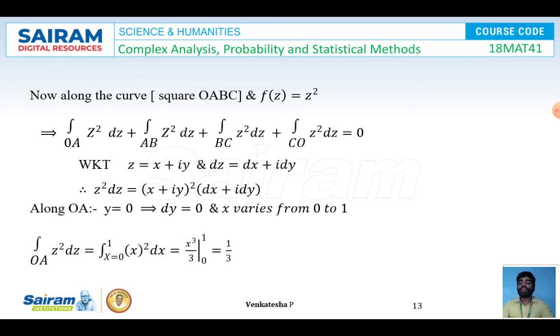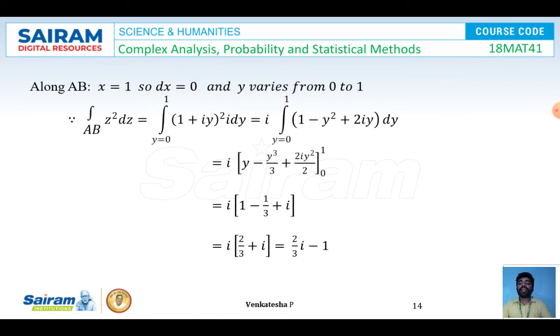Now along the region OA, we have y is equal to 0. It implies dy is equal to 0 and x varies from 0 to 1. So now I'll be replacing these values in the above equation. We'll be getting the integral OA z square dz will become the integral x from 0 to 1 x square dx, because I'm replacing y is equal to 0, dy is 0 here, so I got only x square dx. After integration, I got x cube by 3 with the limit 0 to 1, I got the value 1 by 3.